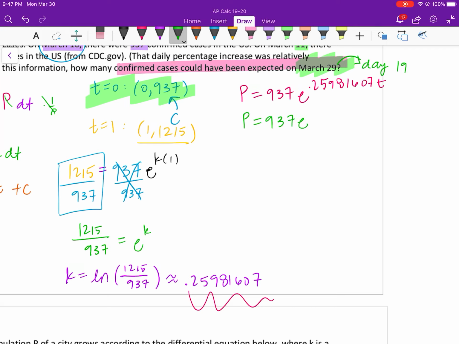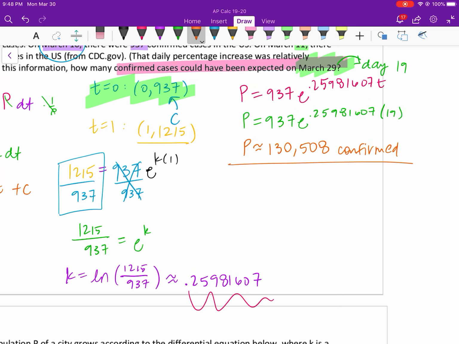So we have P equals 937 e to that 0.25981607 times 19. And because it's exponential growth, those decimals really do serve a purpose. So I always try to keep a ton when I'm doing this just to be safe. And then from here, we can just plug it directly into our calculator. We find that we should have expected about 130,508, and I rounded to the nearest whole number, confirmed cases on the 29th.